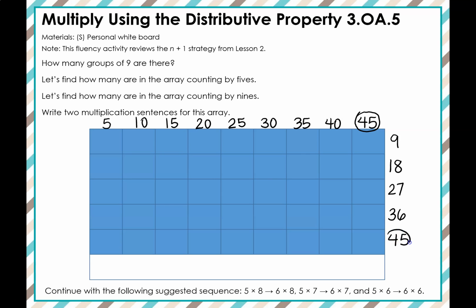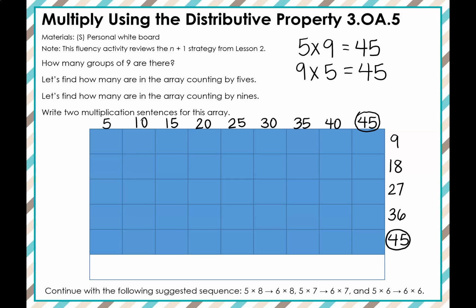Okay, so either way we counted, we end up with 45. We either skip counted by 5s or skip counted by 9s to get 45. So the two multiplication sentences for this array would be 5 times 9 equals 45, or 9 times 5 equals 45.